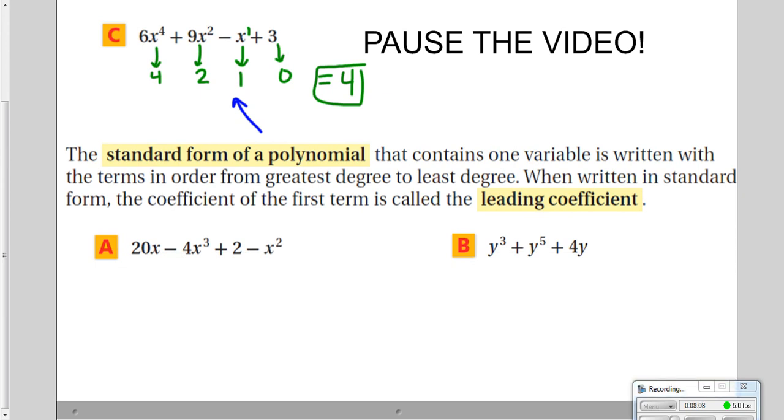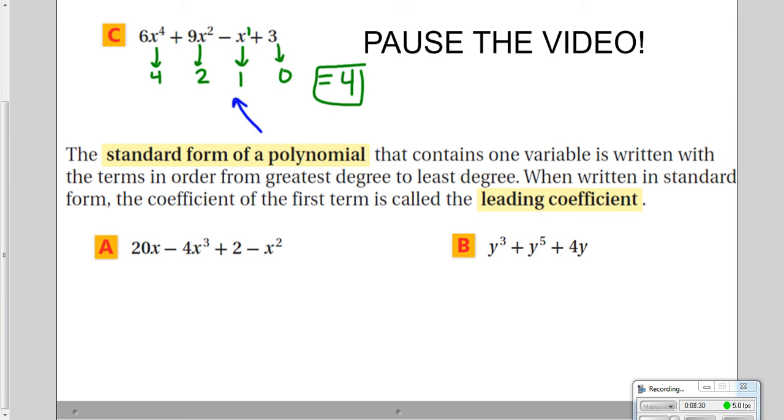So we've got 2 examples here to kind of make this make sense. They should be on the back of your notes. So the first one, we've got 20x minus 4x cubed plus 2 minus x squared. Again, you'll notice that all we have all the way across are x's. No other variables mixed in there, okay? So if we want to write this in standard form, we need to write it so that the greatest degree comes first and then the least degree comes last, okay?